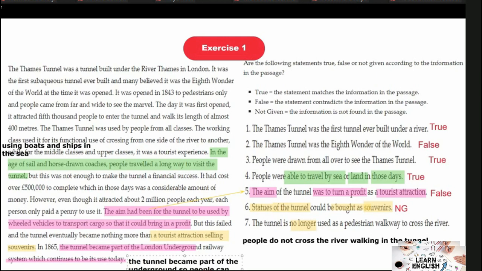So the most important point is: can people walk inside the tunnel? No, they can't. Is that the same paraphrase of the question here? Yes, it's the same, right? The same piece of information, but it is said in another way. So in this case, the sentence is going to be considered what? True. That's it. You are perfect. You did a great job.